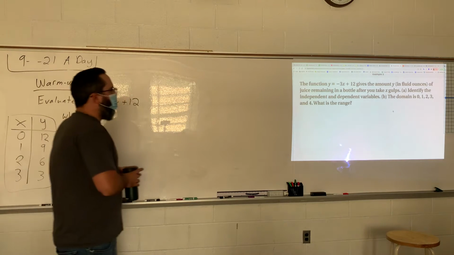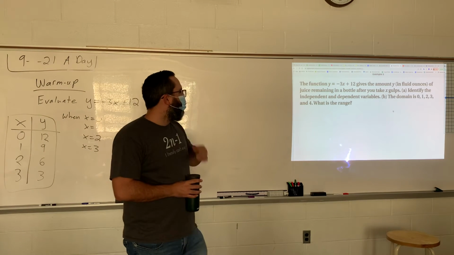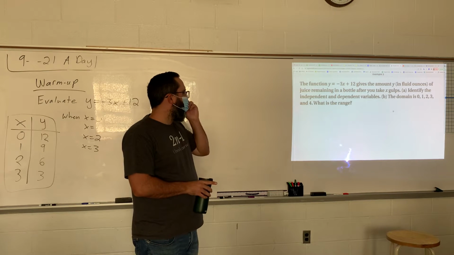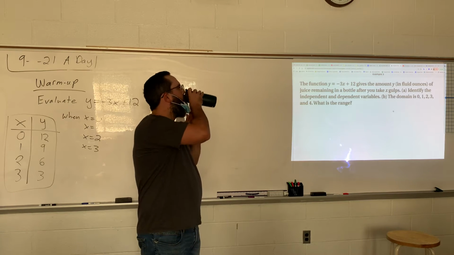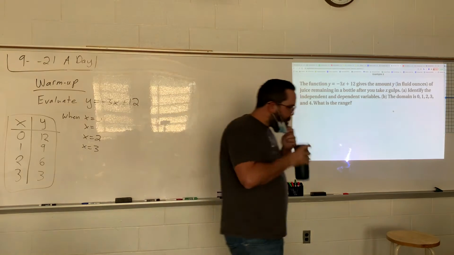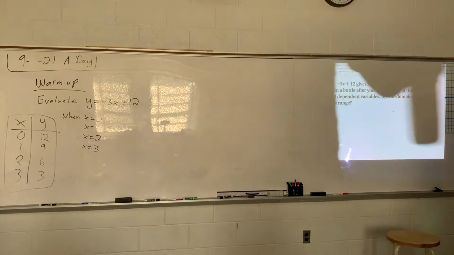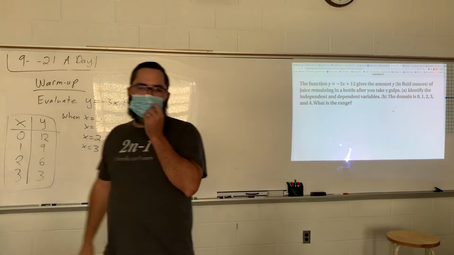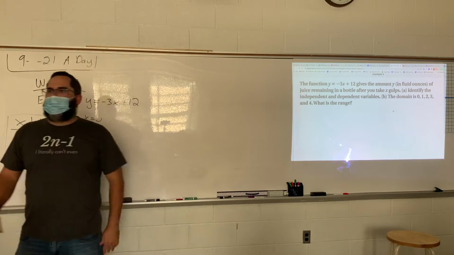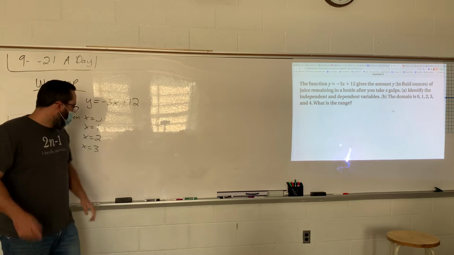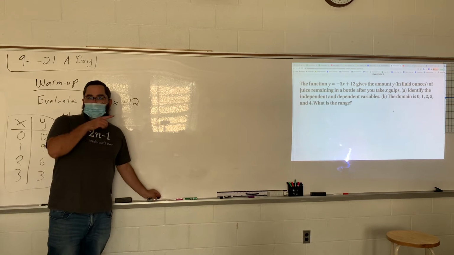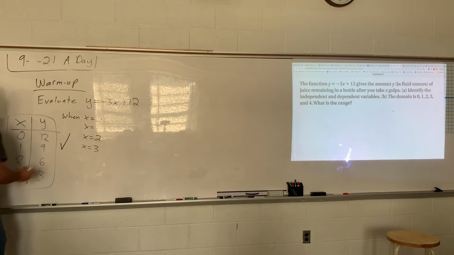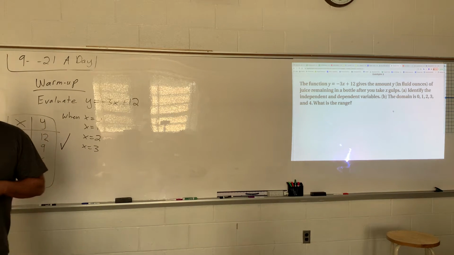The function y equals negative 3x plus 12 gives the amount y in fluid ounces of juice remaining in a bottle after you take x gulps. We're going to do two things. We're going to identify the domain and range, and then we're going to find the range when the domain is 0, 1, 2, 3. But we've already done the second part of this problem. We found the ranges, so that's done.